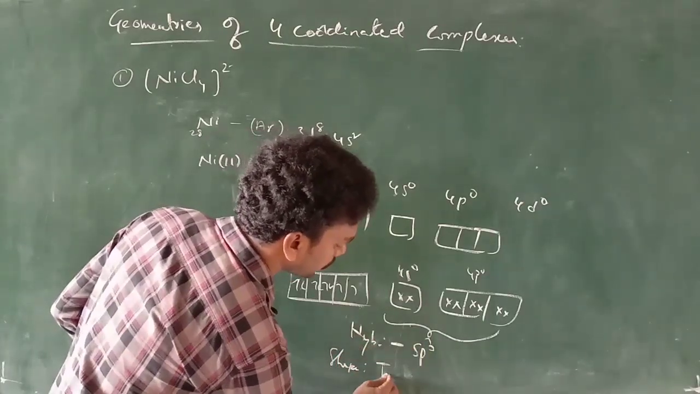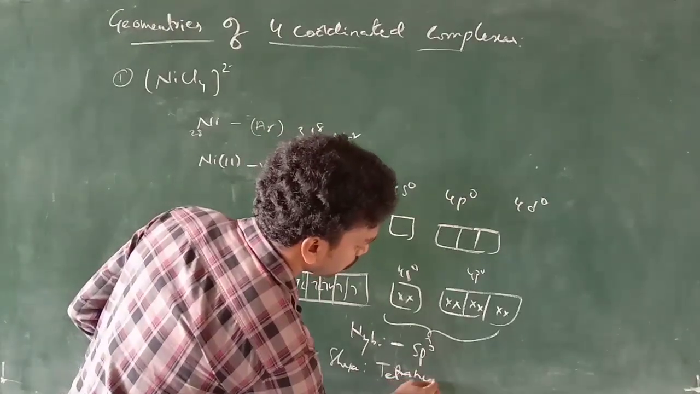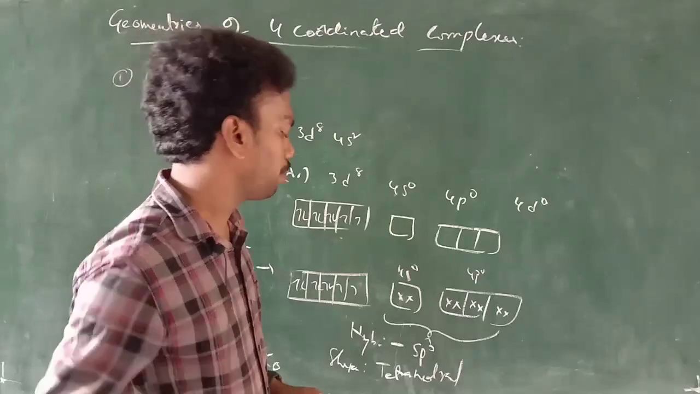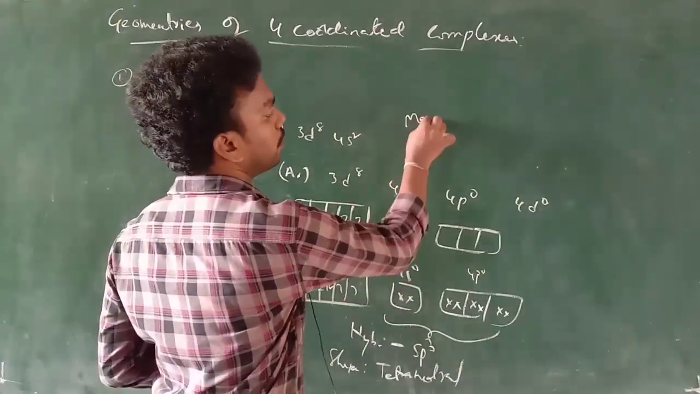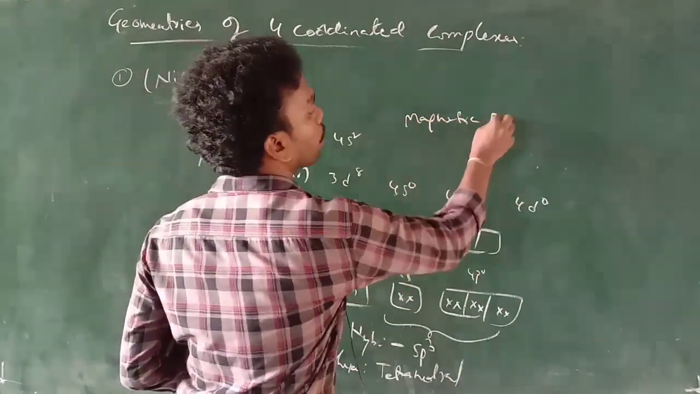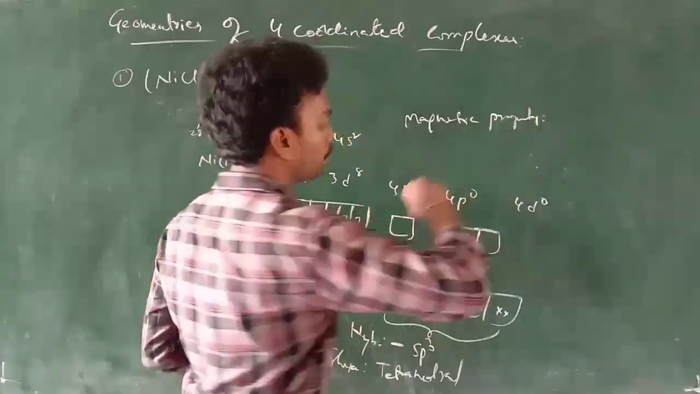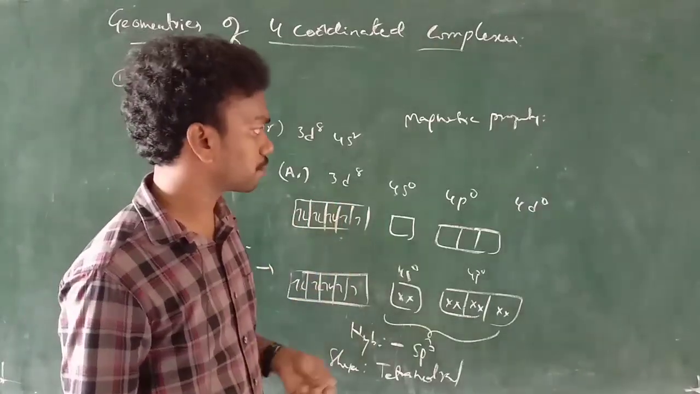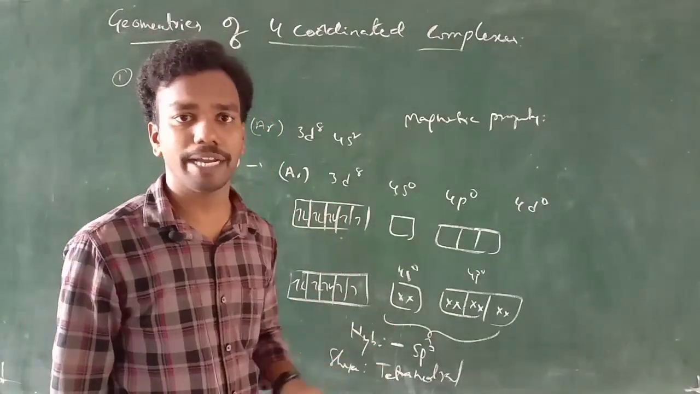Hybridization is sp3. Shape is tetrahedral. And the magnetic properties. So how can you know the magnetic property, whether it is diamagnetic or paramagnetic?